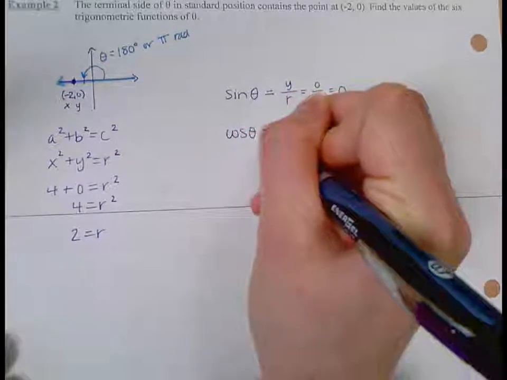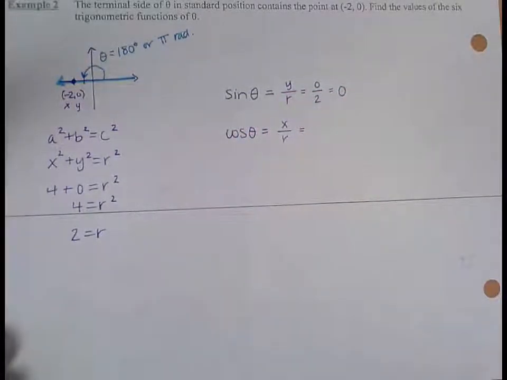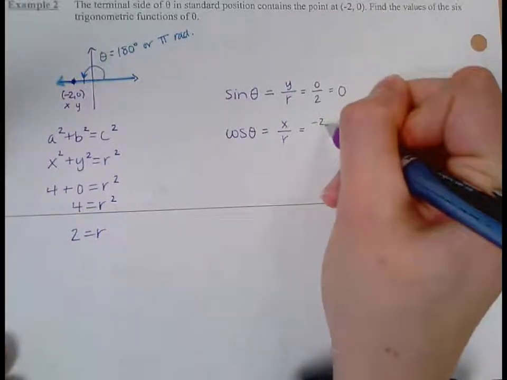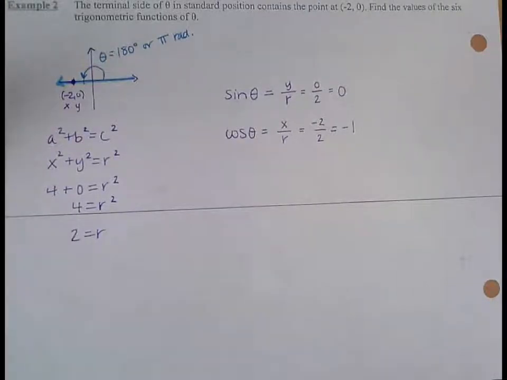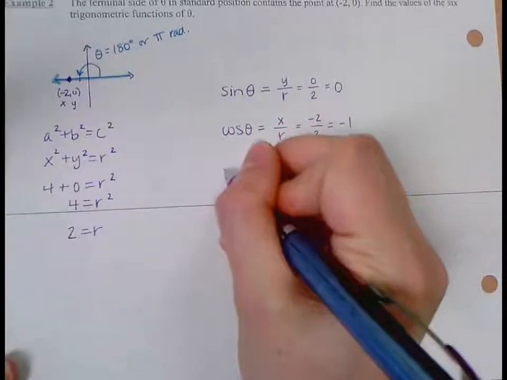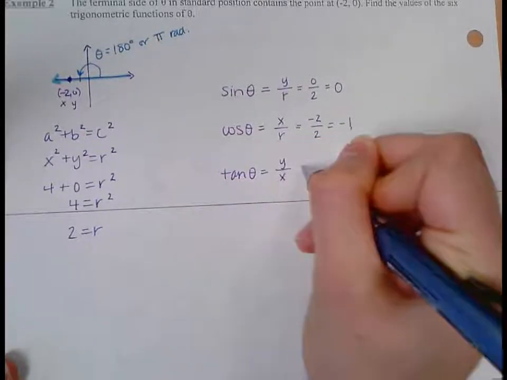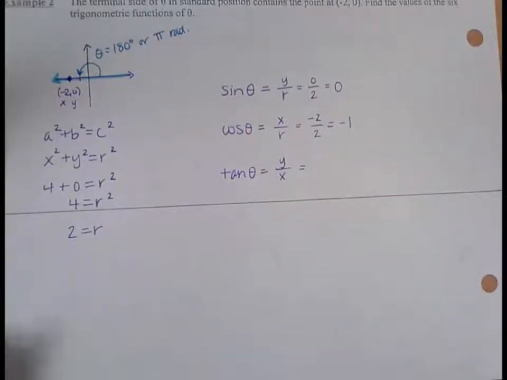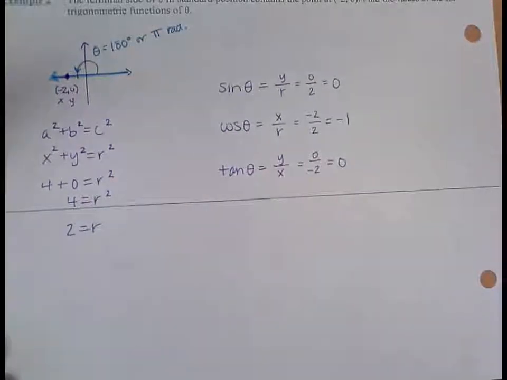Cosine of theta is x over r. The x coordinate is negative 2, r is positive 2, so cosine of theta simplified is negative 1. So cosine of 180 degrees is always negative 1. Tangent of theta is y over x. So that would be 0 over negative 2, which is just 0.